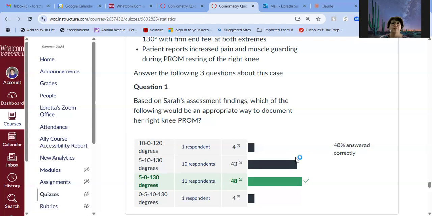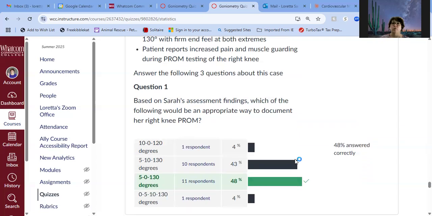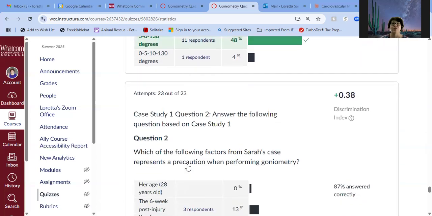And then 10-0-120, that is talking about active range of motion, and the question asks about documenting passive range of motion. And the last one, 0-5-10-130, there are just too many numbers in there. And again, it's combining active and passive range of motion. So if you got that right, then kudos. That's definitely a hard question and very confusing.